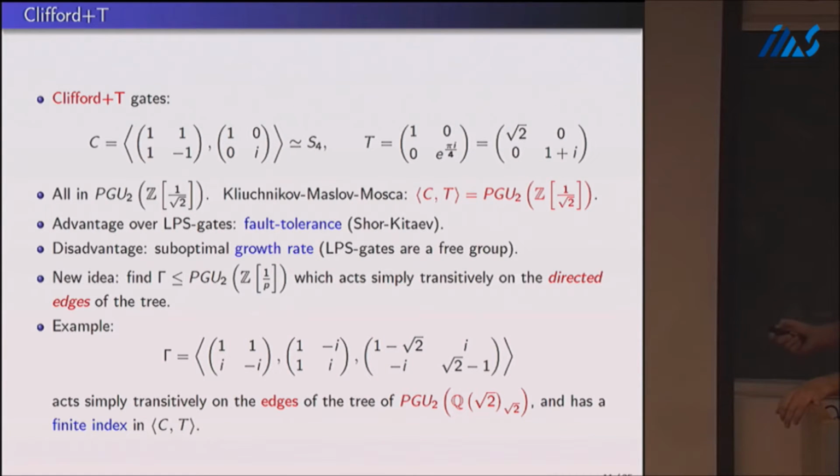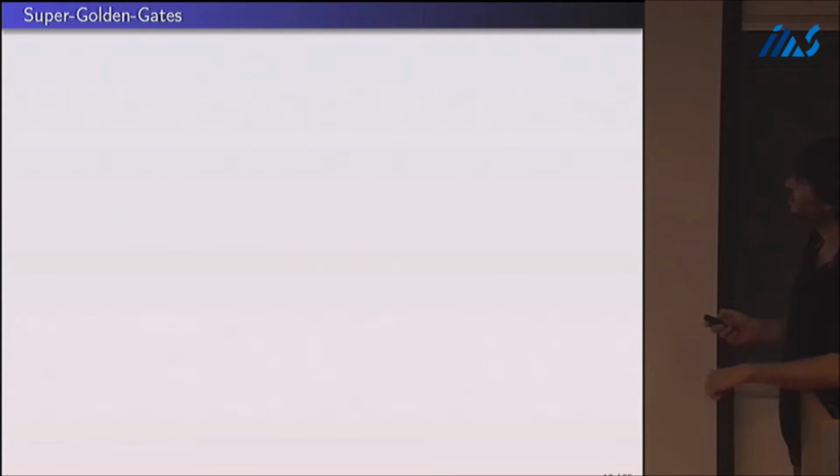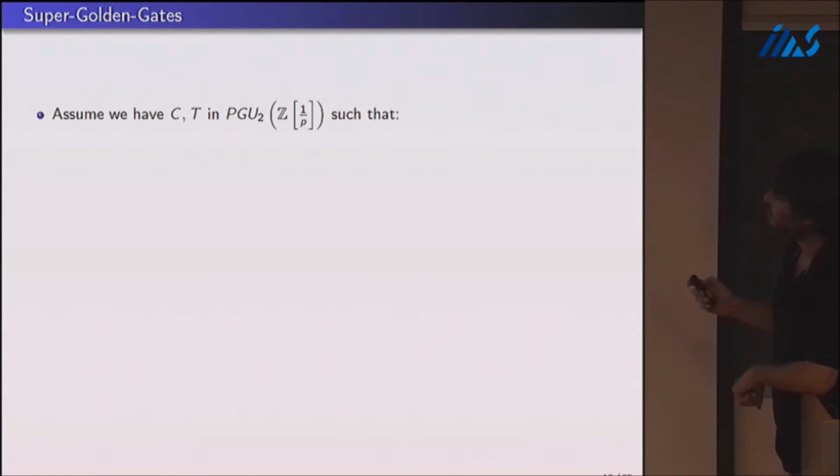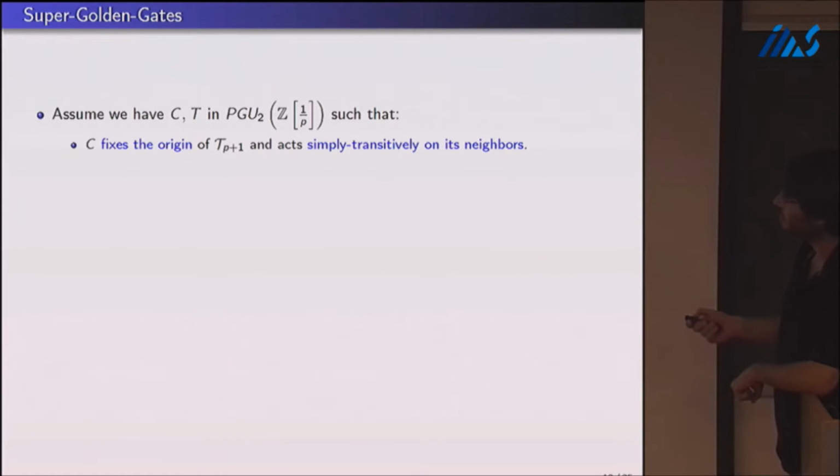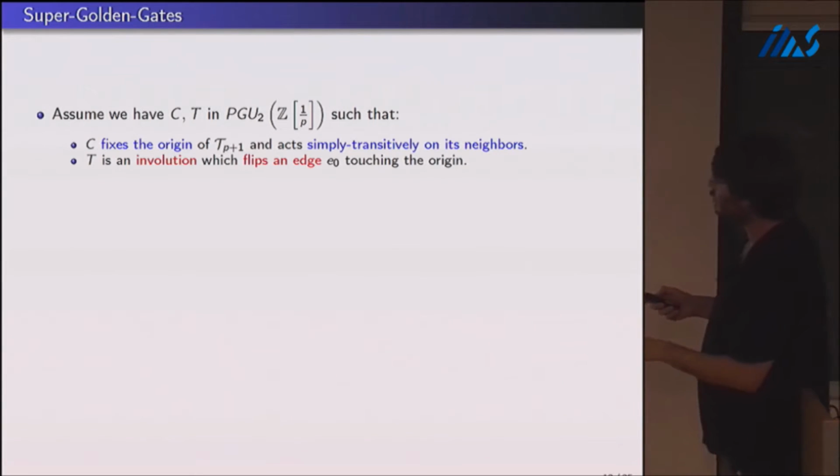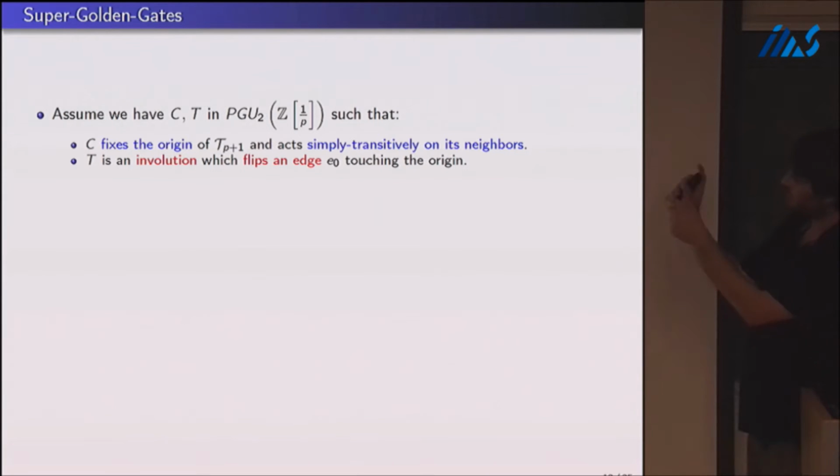And then the best we can do, oh, sorry, before that, what do we get related to the structure of such a group? This is a very nice structure. All our examples have the following properties. We have a C and T, a finite group and an element, such that the finite group fixes the origin of the tree and acts simply transitively on the neighbors of the origin. And T is an involution which flips some edge touching the origin.